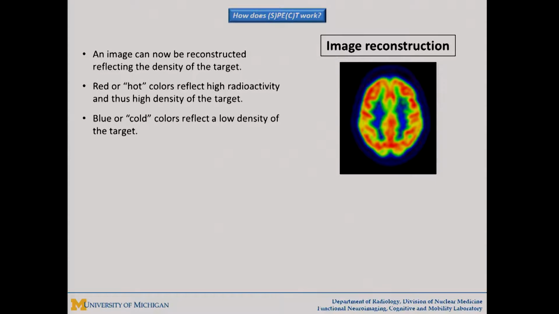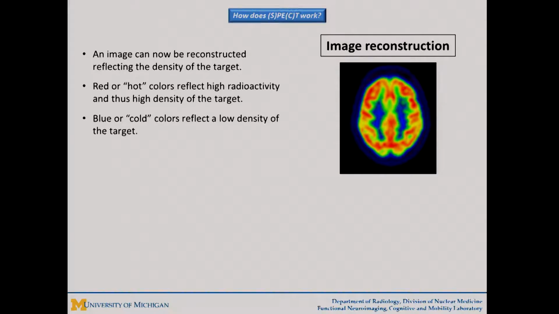The source of energy for your brain is glucose, sugar. So if you want to look at the metabolic demands of your brain, you inject sugar, you make it radioactive, you go through all the processes that I just showed you before, and you get a picture like this. How would we interpret a picture like this?